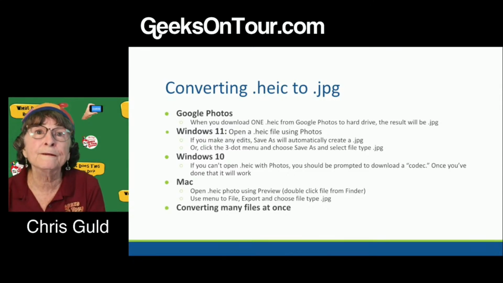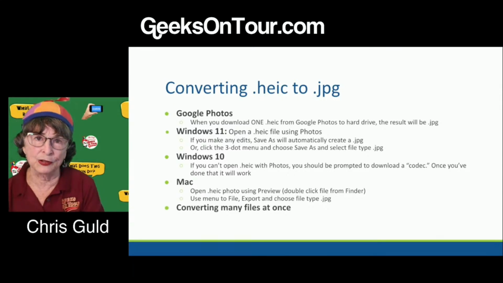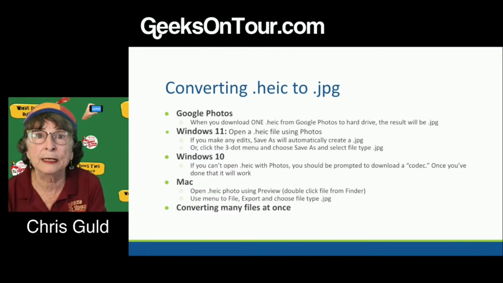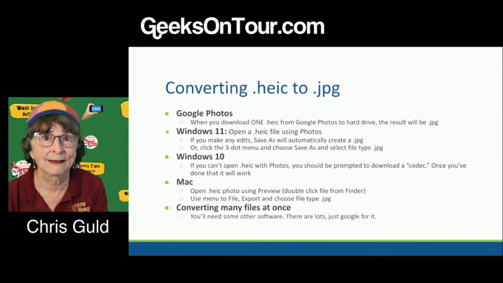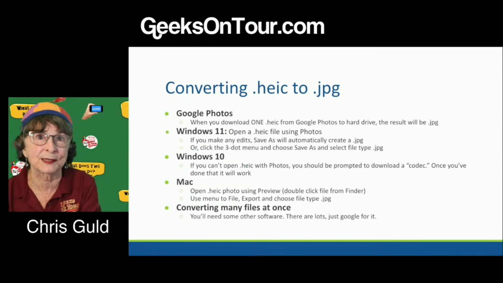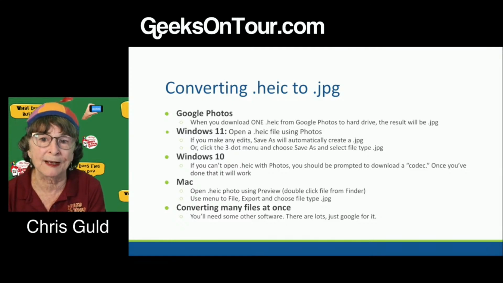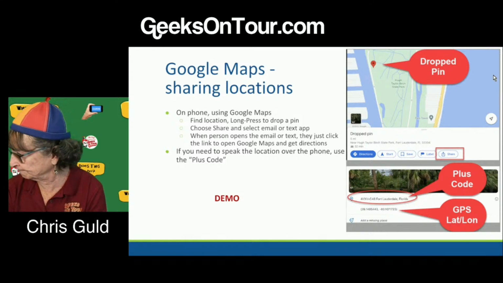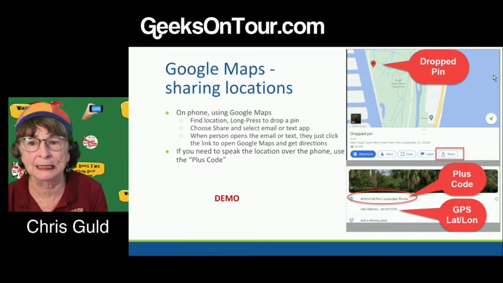Now, converting. If somebody sent you a pile of HEIC files and you need them to be in JPEG because, for example, WordPress cannot use, at least it's been my experience, if I try to add a HEIC file to a WordPress web page, it says, I don't know what this is. So if you need to convert many files at once, you'll need some other software. There's lots of them. There's free ones. Just Google for convert HEIC to JPEG. Should be no problem.